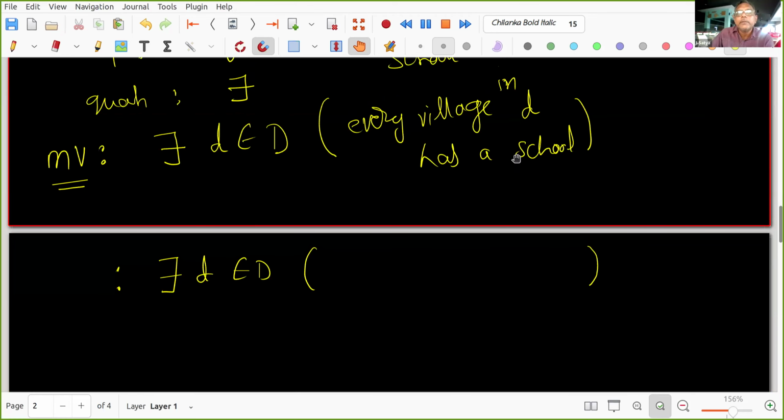Now how do you write this part? Again I need to ask 3 questions: what is the set, what is the property, and what is the quantifier? Is anyone willing to tell what the set is here? I do not care about the earlier part. I already took some district. I came inside now. I'm talking about that district d only. Every village in d has a school. Yes, Sudhanshu Poddar.